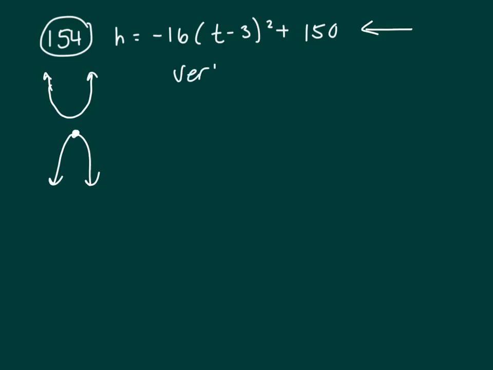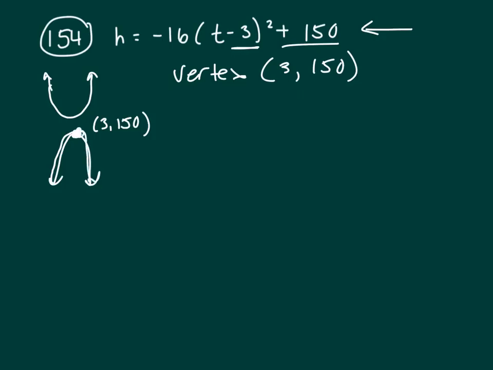The vertex is opposite of whatever's here. That's 3, and then whatever that number is. So this vertex would be (3, 150). And what that means is after 3 seconds, it's hit a maximum height of 150. And this makes sense because if you were to throw an object up, it's going to go up and then it's going to come back down. So it reaches its maximum after 3 seconds.